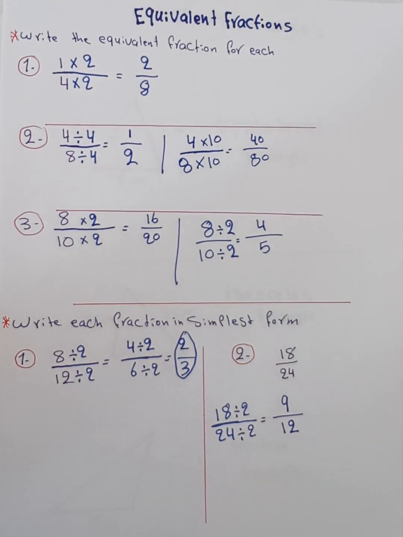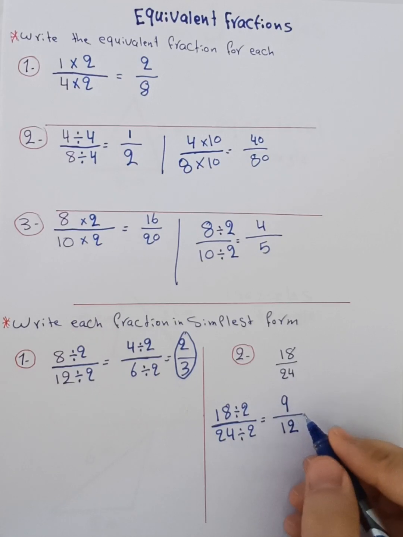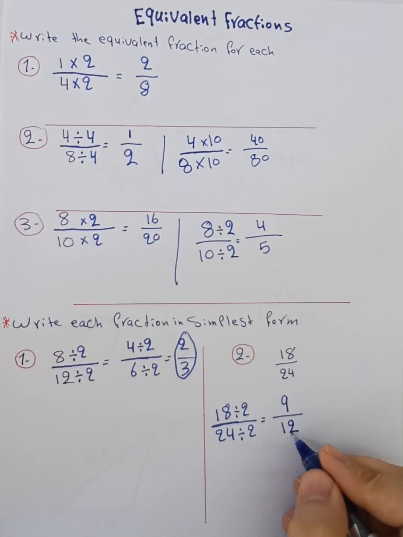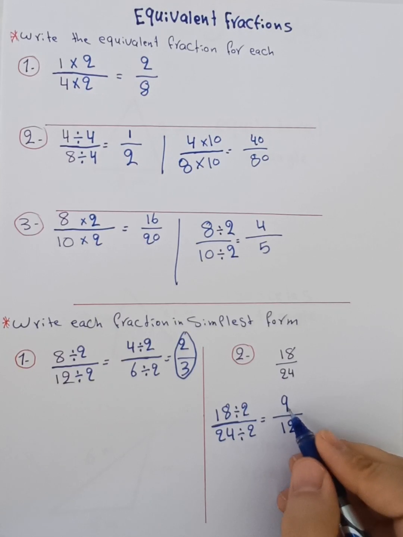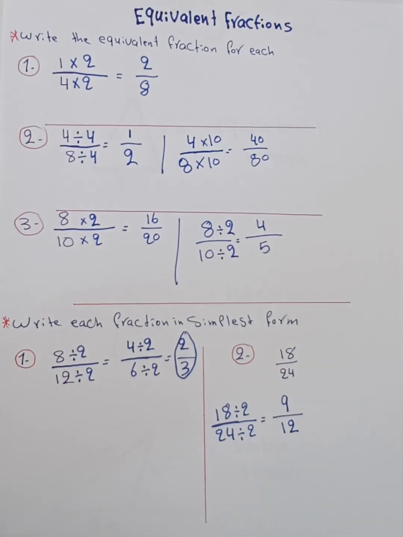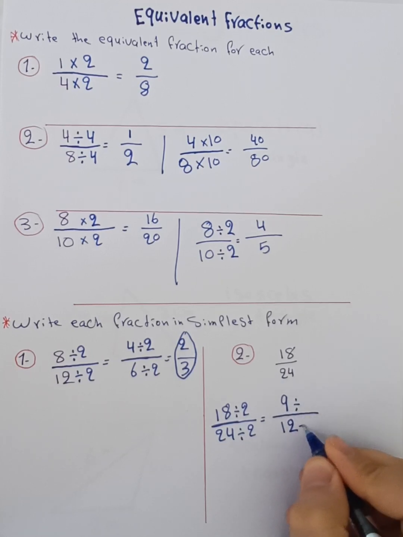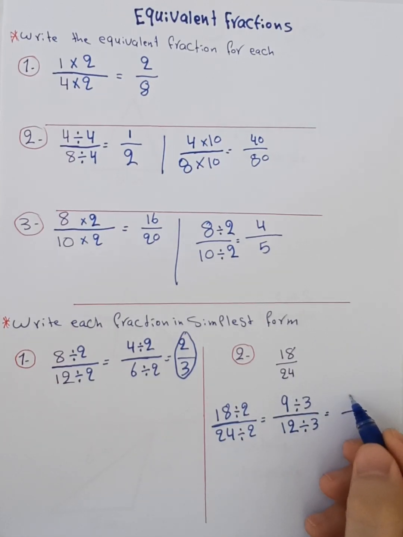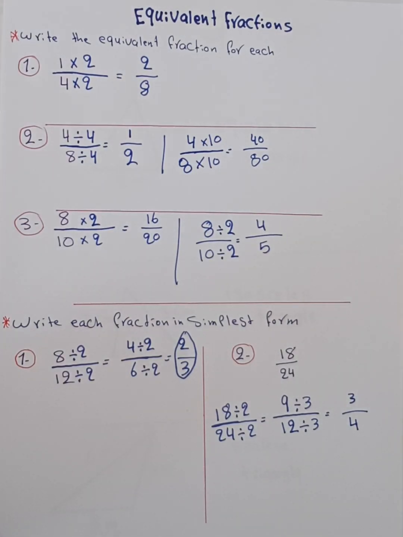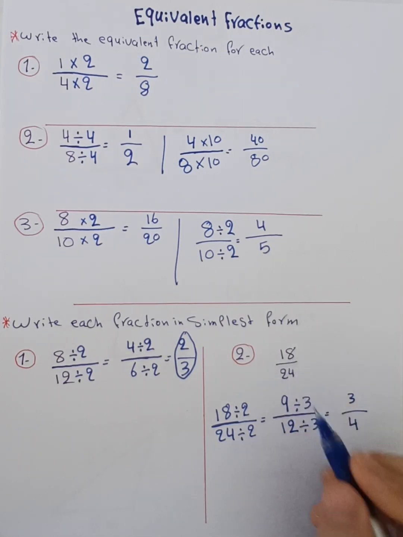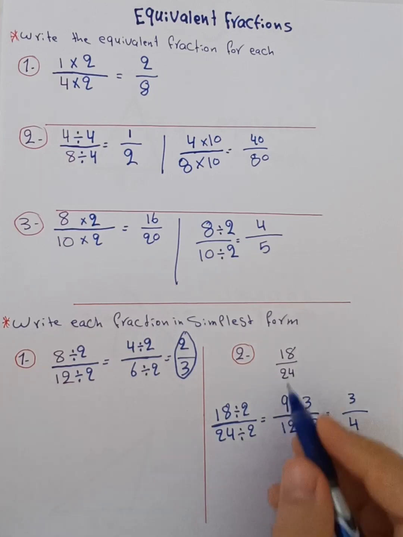After that, if we divide both by 2, 12 divided by 2 is 6, but 9 is not divisible by 2. But we can divide both by 3, because 9 divided by 3 is 3 and 12 divided by 3 is 4. So we can say 3 out of 4 is the simplest form for 18 out of 24.